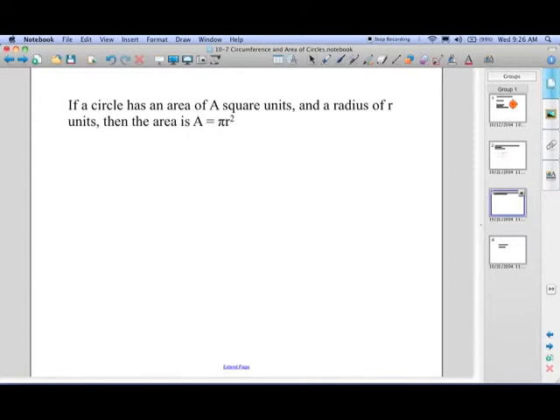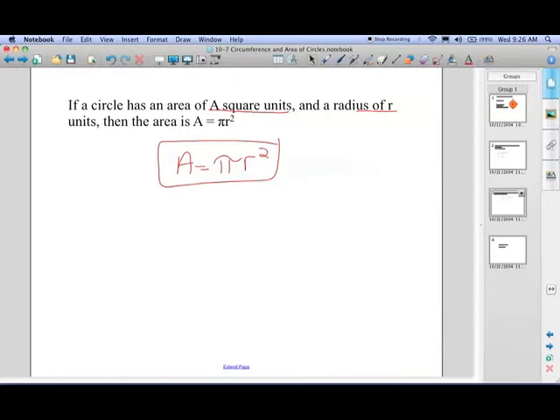And if a circle has an area of A square units, written the same way as in our lesson 2 lessons ago, and a radius of r units, then the area of a circle is pi r squared. So in the case of area, you need to have the radius of the circle in order to find the area of the circle.